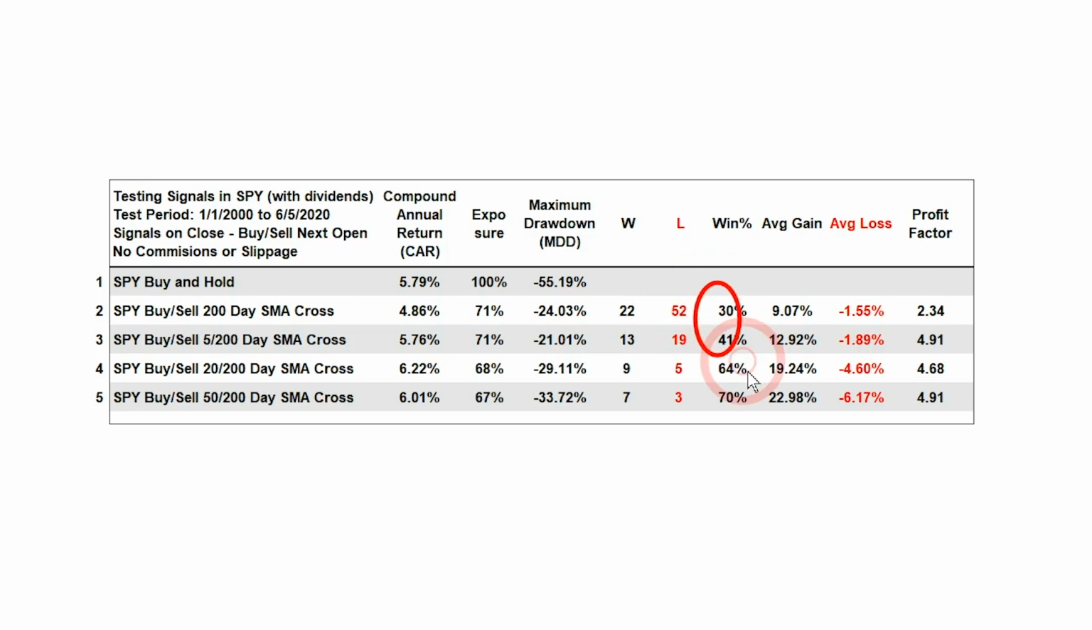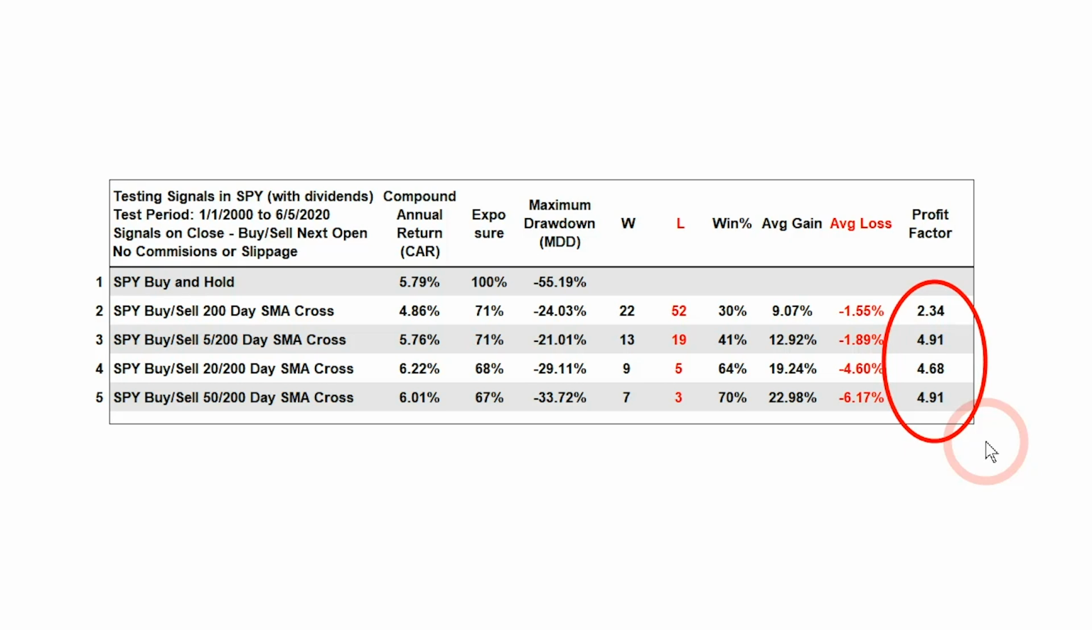So as I said, the win percent does increase as you extend the moving average period from 5 to 20 to 50. And you can also see that the average gain, of course, increases. But what's interesting is if you look at the profit factor, and Google that if you need to know what the profit factor is, but it's basically the total amount that you made from the winners divided by the total amount that you lost from the losers. And you want a profit factor above 2.